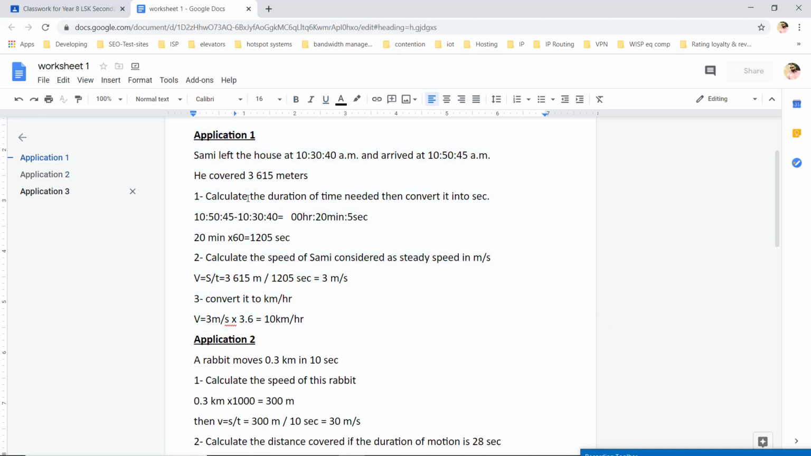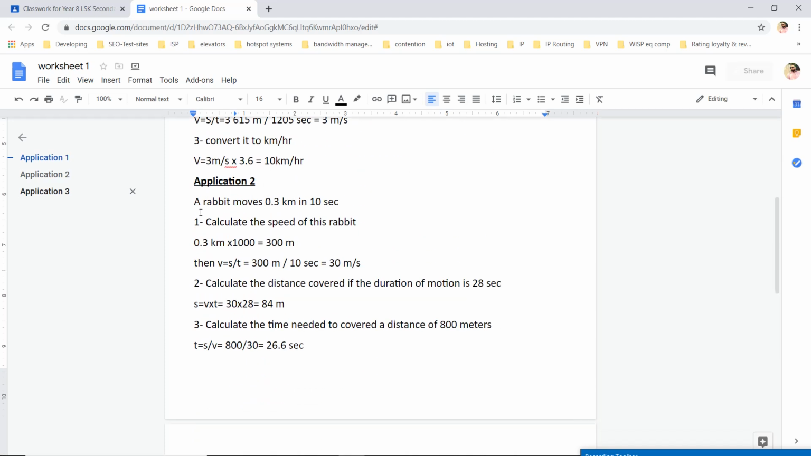It's a bit easy and simple, just applying the rule of the speed and how to convert the unit of speed. You know how to subtract the duration from mathematics, you know how to convert the time in mathematics, and we just apply it in part 1. In part 2 we applied the rule of the speed and in part 3 we converted the speed. That's it. Application 1 is so easy. So let's jump to application 2.